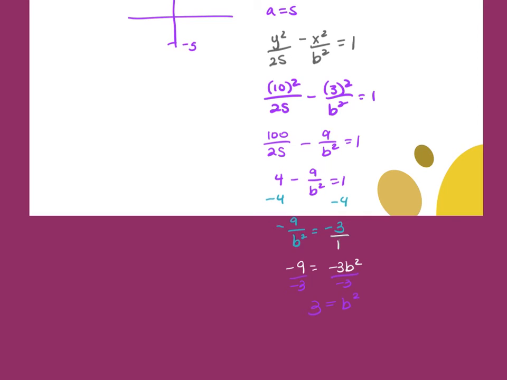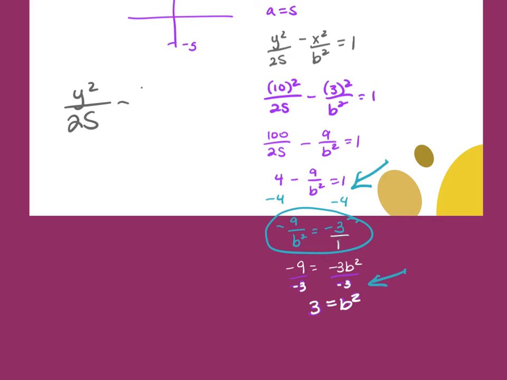Wait, how did you, I don't understand what you did for the last step. From what color? Like the purple there. From this one here? Or up here? Which one? The bottom. The bottom one? Yeah. So from here, I put negative 3 over 1 so I could cross multiply, and then I cross multiplied. So negative 9 times 1, negative 3 times b squared, and then I divided both sides by negative 3. So then b squared is 3. And then I go back up. Y squared over 25 minus x squared over 3 equals 1.